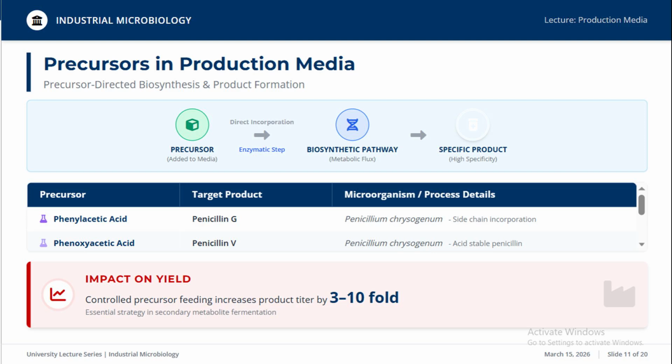However, their timing, concentration, and toxicity must be controlled carefully. If added too early, too late, or in excess, they may inhibit growth, destabilize metabolism, or reduce overall productivity. Therefore, precursor and inducer strategy is an advanced aspect of media design.